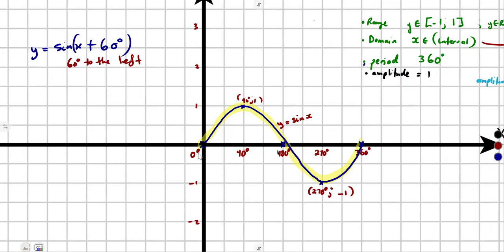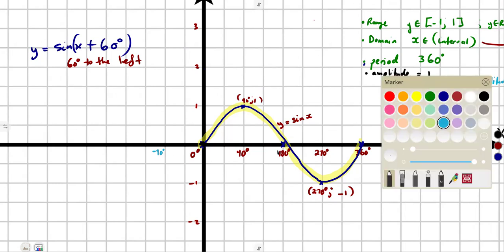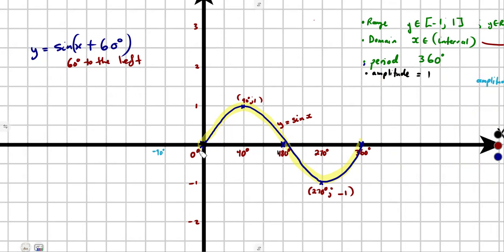It means the 0 degrees will be shifted to the left 60 degrees. Going to the negative, it was going to be negative 60. We are not going to consider the negative because of the interval from 0 to 360, but I just want you to see how it was going to look. So the 0 degrees here will be at negative 60. We are going to the left, so it's 0 minus 60.